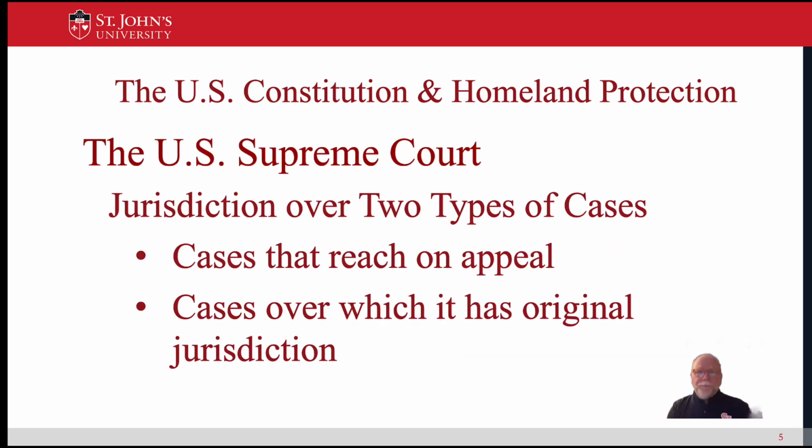The U.S. Supreme Court has jurisdiction over two types of cases. Cases that it reaches on appeal, so the district court case gets appealed to the appellate court, and then the appellate court's decision gets appealed to the U.S. Supreme Court. That's one way. Or a case in which it has original jurisdiction. That's pretty rare, but it does happen. There are certain instances where the court has original jurisdiction over a type of case. So you can get to the Supreme Court those two ways.